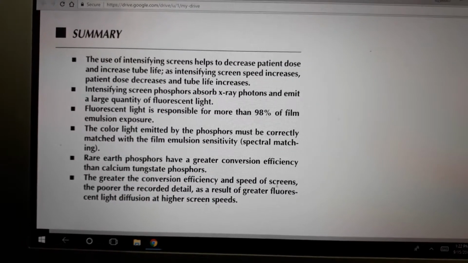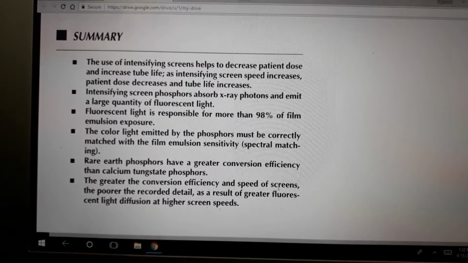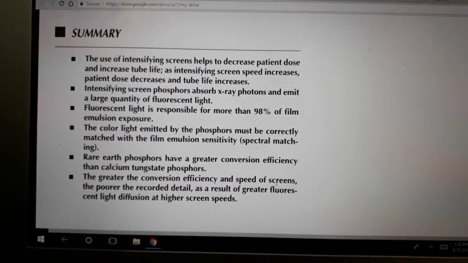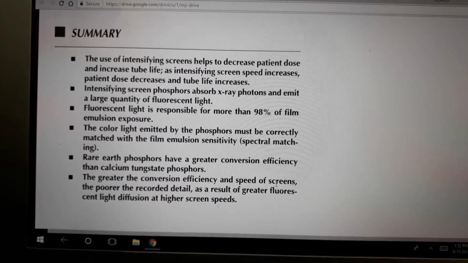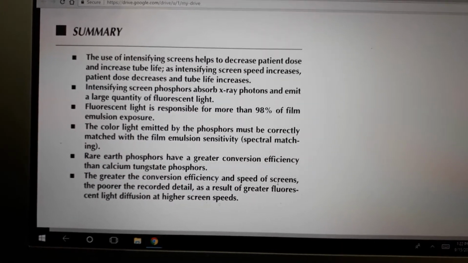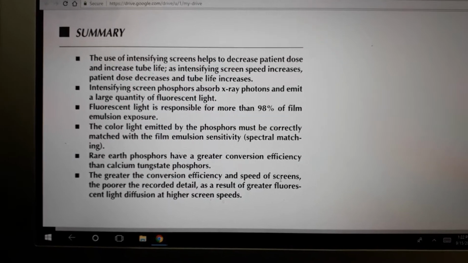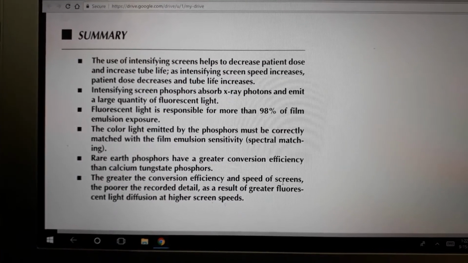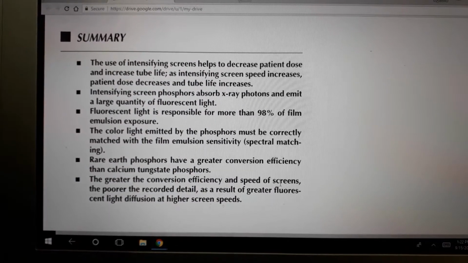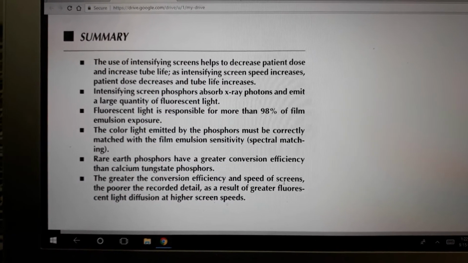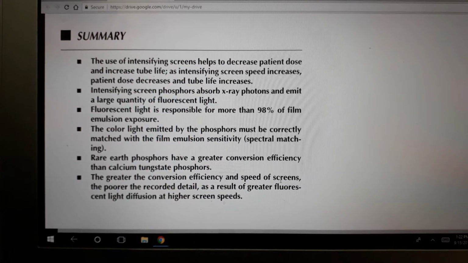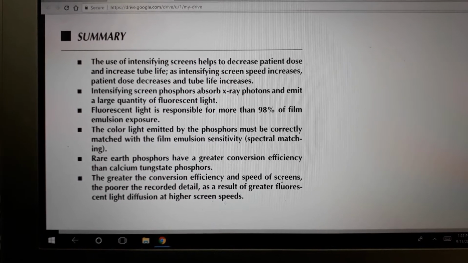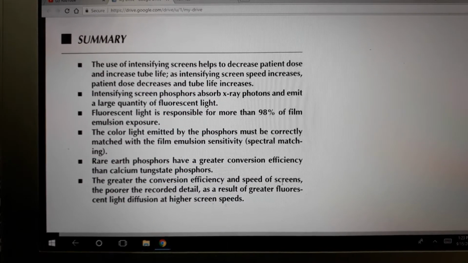The intensifying screen phosphor absorbs X-ray photons and emits a large quantity of fluorescent light. The fluorescent light is responsible for more than 98% of the film emulsion exposure. The color of light emitted by the phosphor must correctly match the film emulsion sensitivity, called spectral matching. The rare earth phosphors have a greater conversion efficiency than the calcium tungstate phosphors.